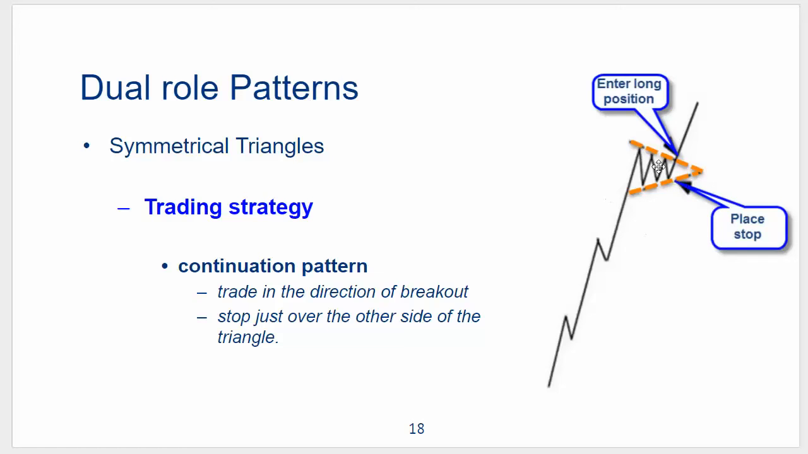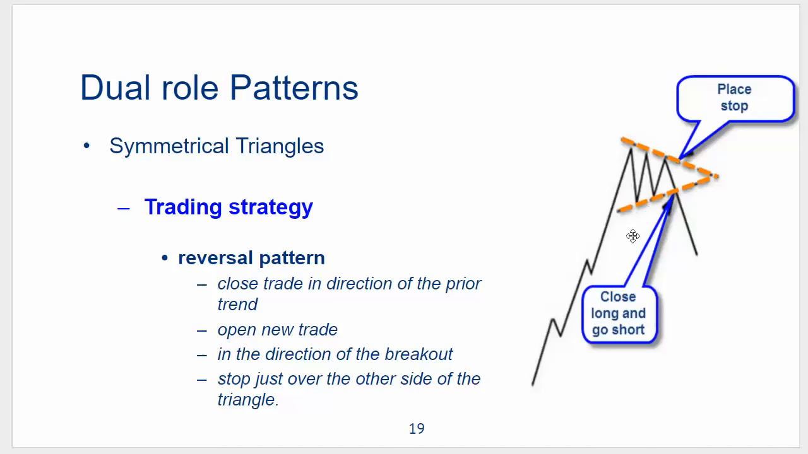So this would be the opposite for a downtrend. I'm only showing you what happens in an uptrend. So once again, once the market closes above the upper barrier, we enter long, and we place a stop on the other side of the barrier, or sorry, of the lower barrier.